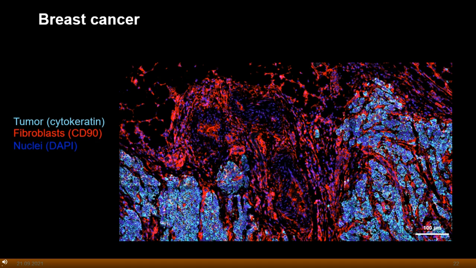In my last story, I would like to show you the brand new data generated from a breast cancer sample. We started by looking at different cell populations. Here, the tumor cells are shown in cyan color, the fibroblasts in red and the nuclei stained with DAPI in blue. Here we observe a wide distribution of the fibroblasts outside the tumor as well as in between the tumor.